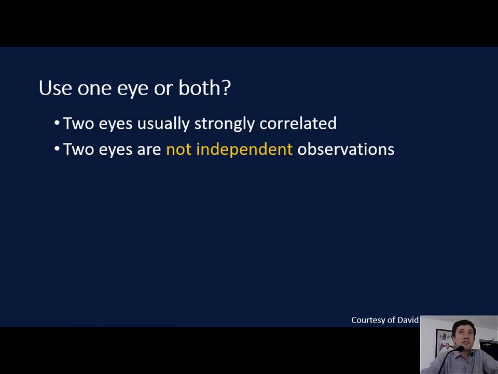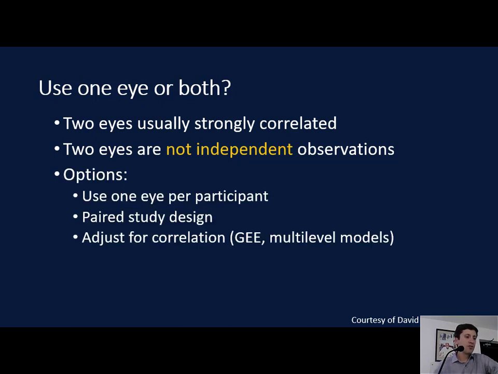Most of our statistical tests are predicated on the assumption that all of our observations are independent of one another. But certainly, if you look at 2 eyes in one person, those are not independent observations. I don't think anybody could argue otherwise. So can we use our standard statistical tests, or should we do something different? So there are a few options. You can just use one eye as an option.